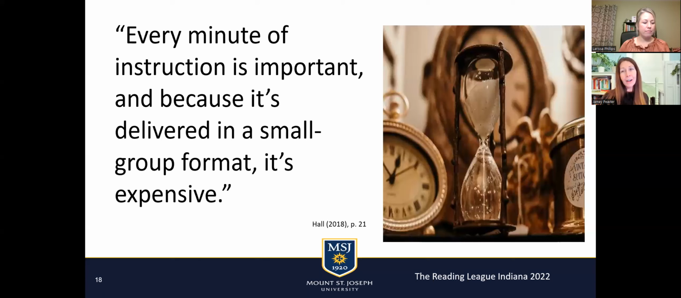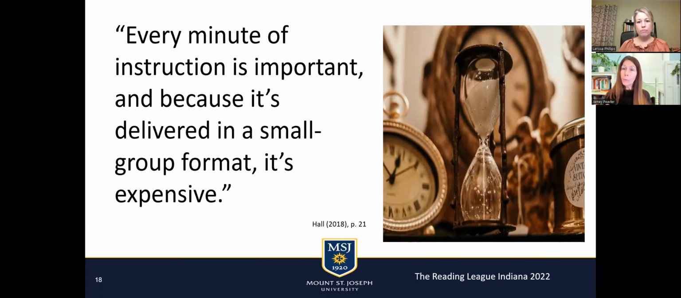But when we think about our small group instruction, the point here is that it's expensive. And it's expensive for a couple of reasons. It's expensive in terms of manpower, because now we're, again, focusing our attention on a very small group of kids. But it's also expensive in terms of instructional cost.